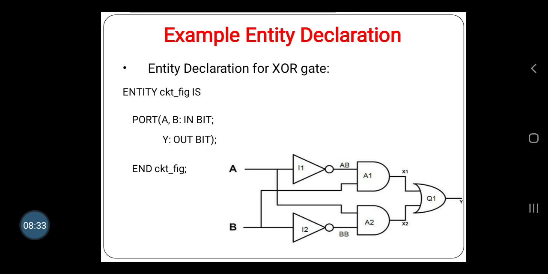So for that declaration, entity circuit figure is the name given to the circuit, then port, as A and B are input bits, so it is declared as A, B colon in bit and semicolon, and then the output bit Y is shown here as output bit and circuit figure. So this is how we declare the entity.